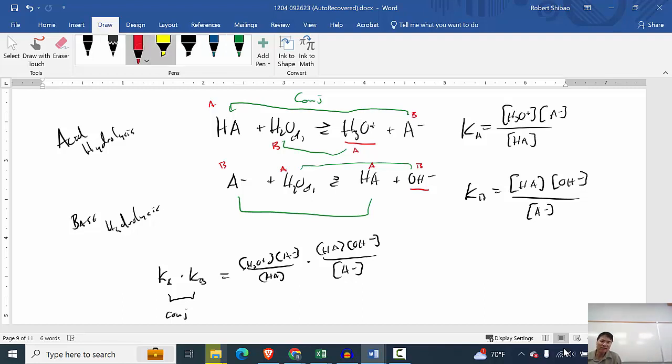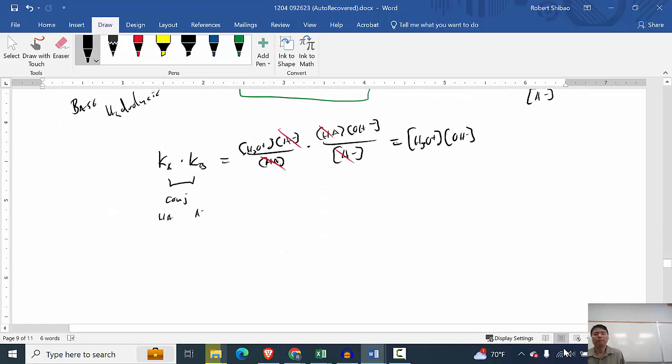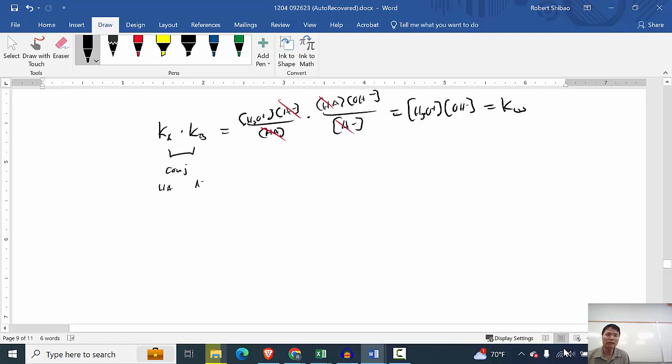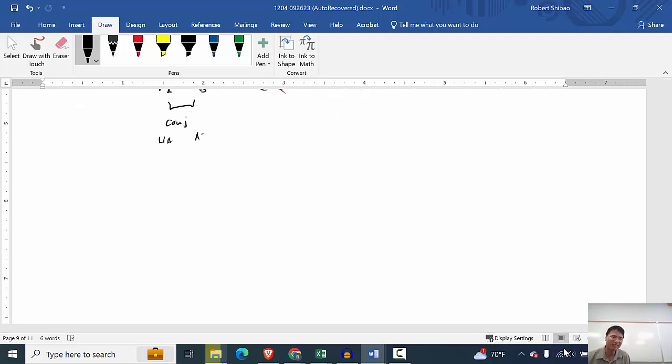And we look at what cancels out. The HA cancels, the A minus cancels. And what does that leave us with? That leaves us with this. It's equal to the hydronium concentration times the hydroxide concentration. Well, this thing is called Kw, because water can go either way. And so let's talk about Kw now.